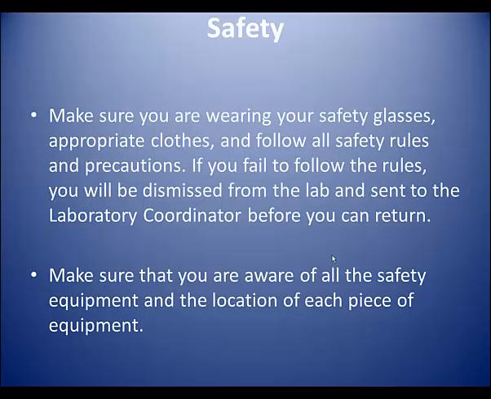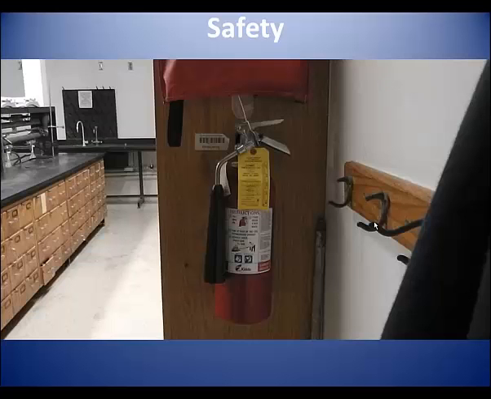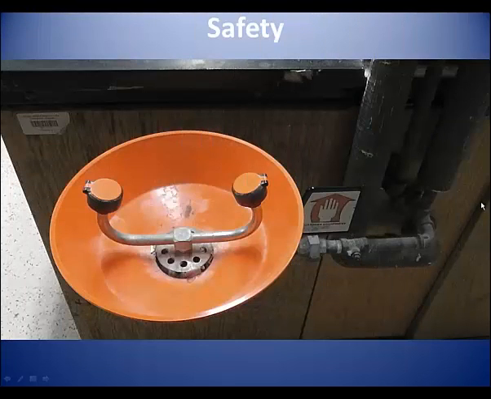Make sure that you're aware of all the safety equipment and the location of each piece of equipment. So for instance, here is the emergency fire blanket, which would go around somebody who happened to be on fire. We're trying to minimize the possibility of that, but every laboratory does have a fire blanket in it. Your laboratory instructor will give you some more detailed instructions on how to use the fire blanket, as well as the fire extinguisher. We'll do a little demonstration of exactly how the fire extinguisher works.